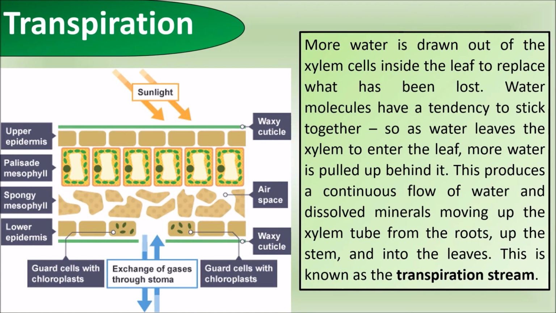Remember, water is leaving the plant at the leaves, so more water is drawn up out of the xylem cells in the leaf to replace what has been lost. Water molecules have a tendency to stick together by cohesion forces, so as water leaves the xylem to enter the leaf, more water is pulled up behind it. This produces a continuous flow of water and dissolved materials moving through the xylem tubes of the root up into the stem and up into the leaves. This is known as the transpiration stream.